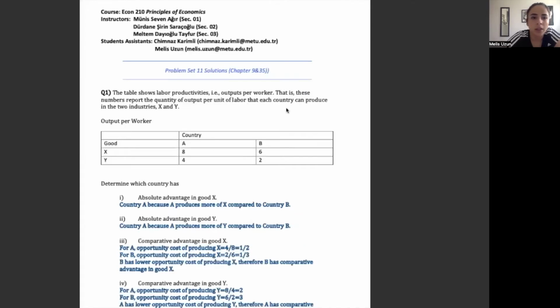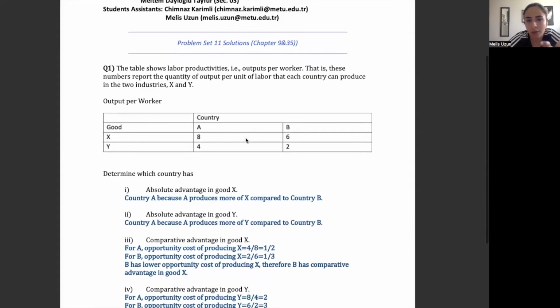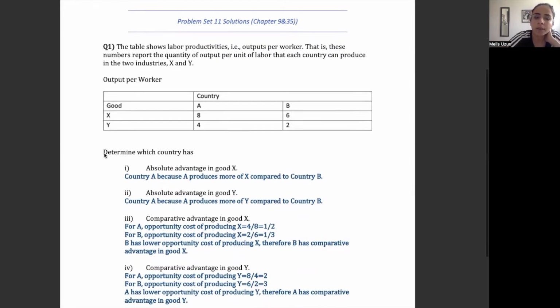Let's start. The first question gives us a table that shows labor productivities, in other words, outputs per worker. So we have two countries, country A and country B, and two goods, good X and good Y. We have the information about which country produces which amount of X and Y. It asks us to determine which country has an absolute advantage in good X.